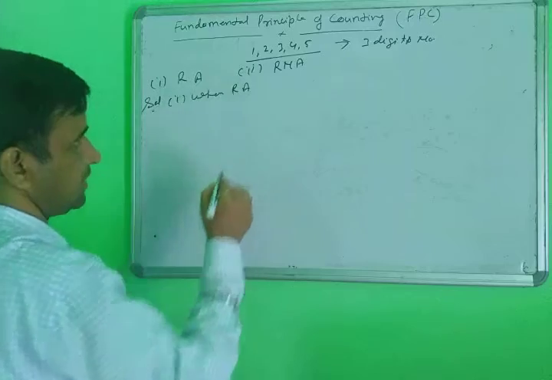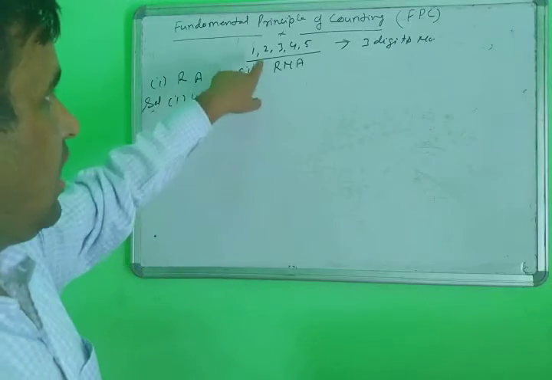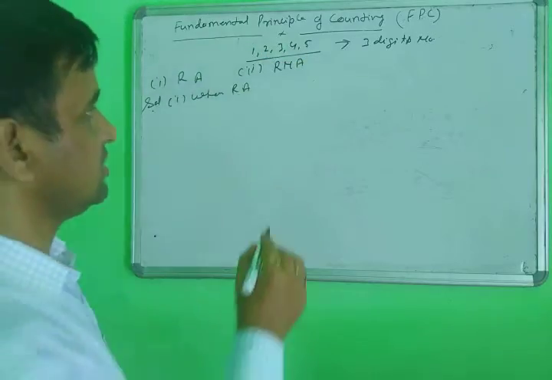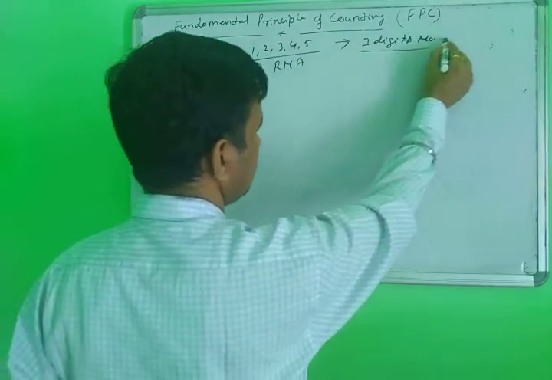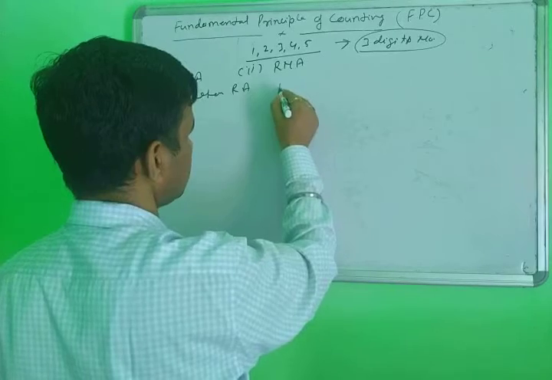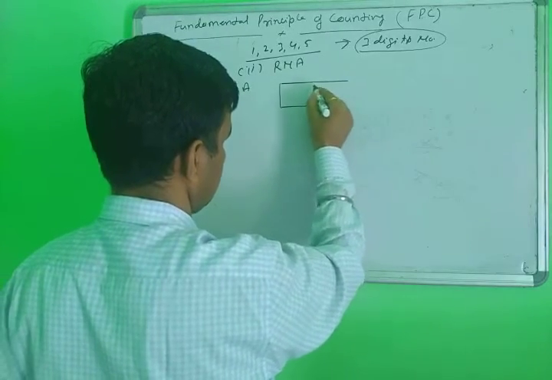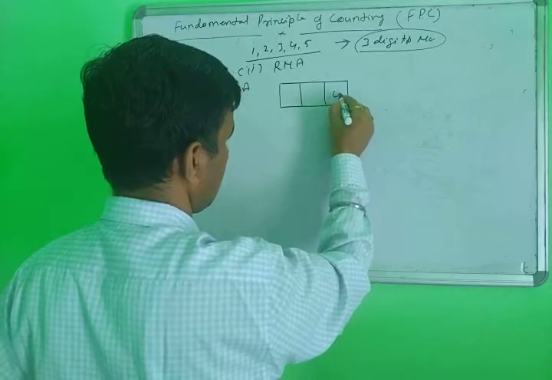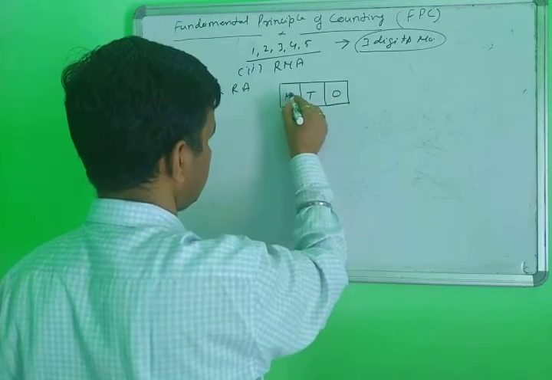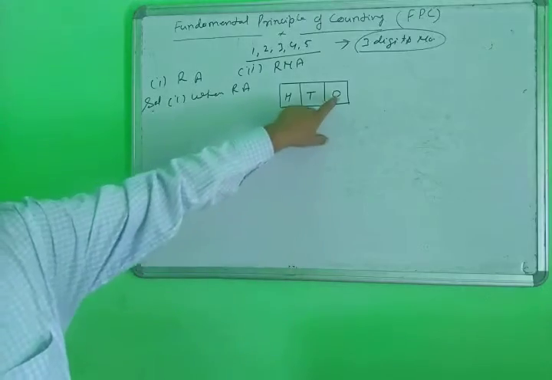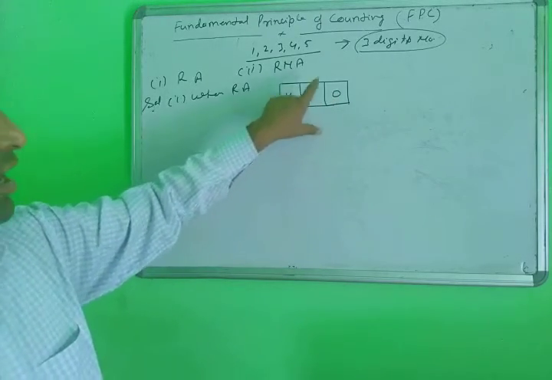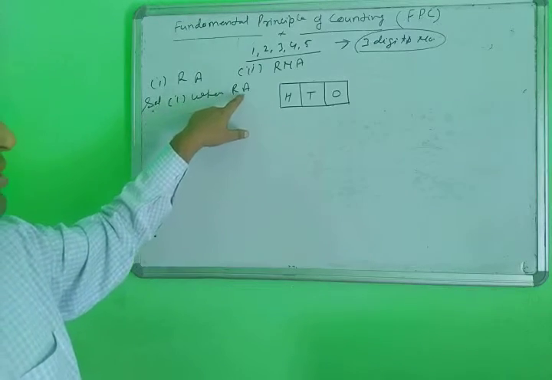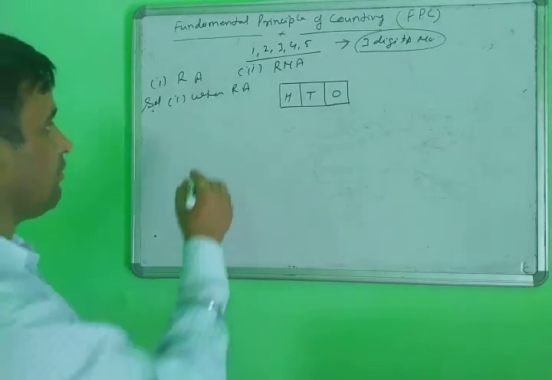In the first condition, when repetition is allowed, the total digits are 5, but you are making a 3-digit number. Then first you make 3 boxes: ones place, tens place, and hundreds place. The condition given here is that repetition is allowed.